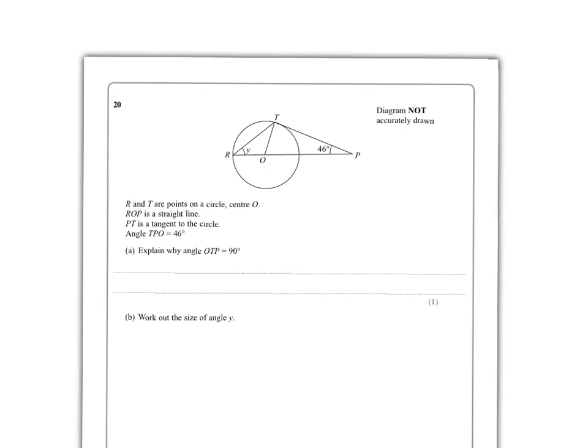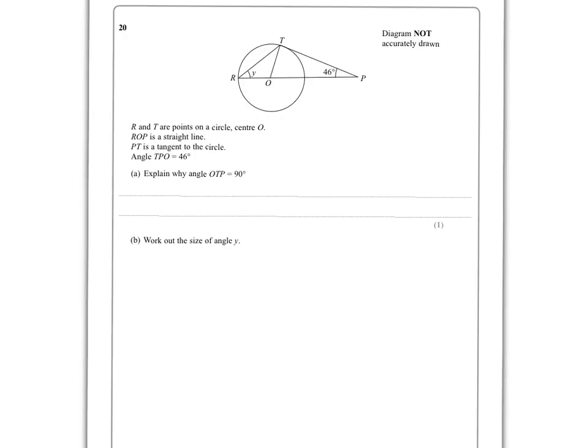And we have an angles question. So this is circle theorems, and it says explain why OTP is a right angle. Now it's a right angle because it's where a radius meets a tangent. And that's all you need to put. You don't need to write War and Peace, it's only one mark. Now we've got to work out the size of angle y. I'm going to just rub all that stuff out.